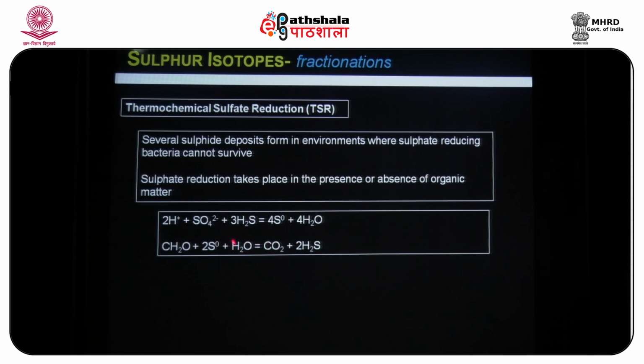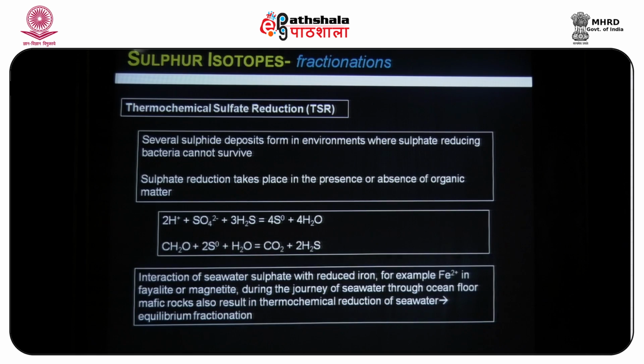In many cases it is observed that this reduction process operates with the formation of an intermediate sulfur species. For example, it forms sulfur here, and this sulfur, in the presence of organic matter, can be converted to H2S. So, it is not a direct reduction of sulfate to sulfide, but a reduction through an intermediate stage of sulfur or some other intermediate sulfur species. As there are intermediate species, these processes do not result in extensive fractionation of sulfur isotopes during the reduction process.